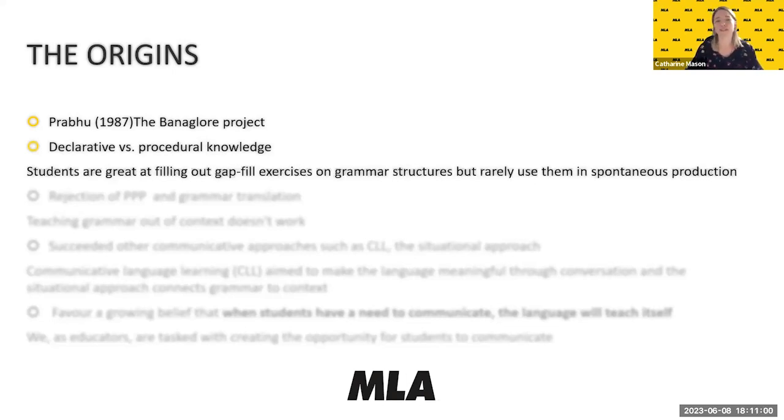And so I'm sure we've all been there. I remember very clearly planning a lesson on the present perfect for duration, and it was very detailed, and we went through all the different steps, and they'd practiced the form, and they were doing a controlled practice of questions like, how long have you. But then a student comes and says to me, I need to go drink some water because I have a headache from 2 hours. And then you just think, okay, there's something that's not working if they're not able to use that form. Students are great at filling out gap fill exercises and grammar structures, but rarely use them in spontaneous production. So this really led to a rejection of the PPP model in grammar translation. What's the PPP model?